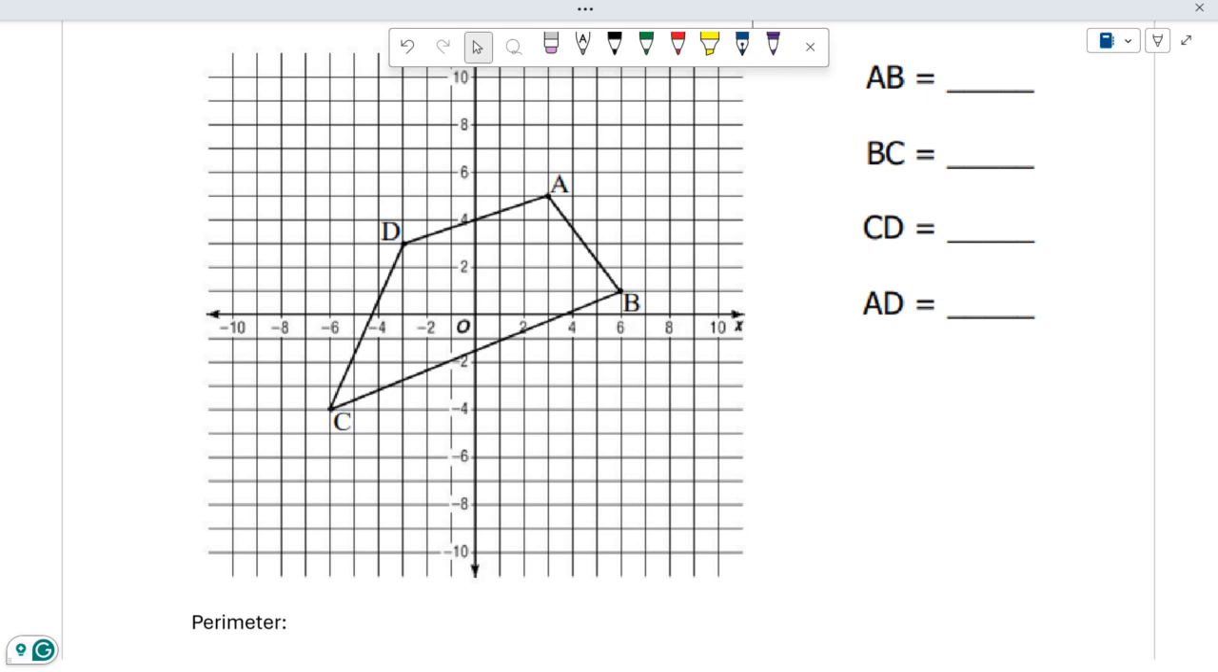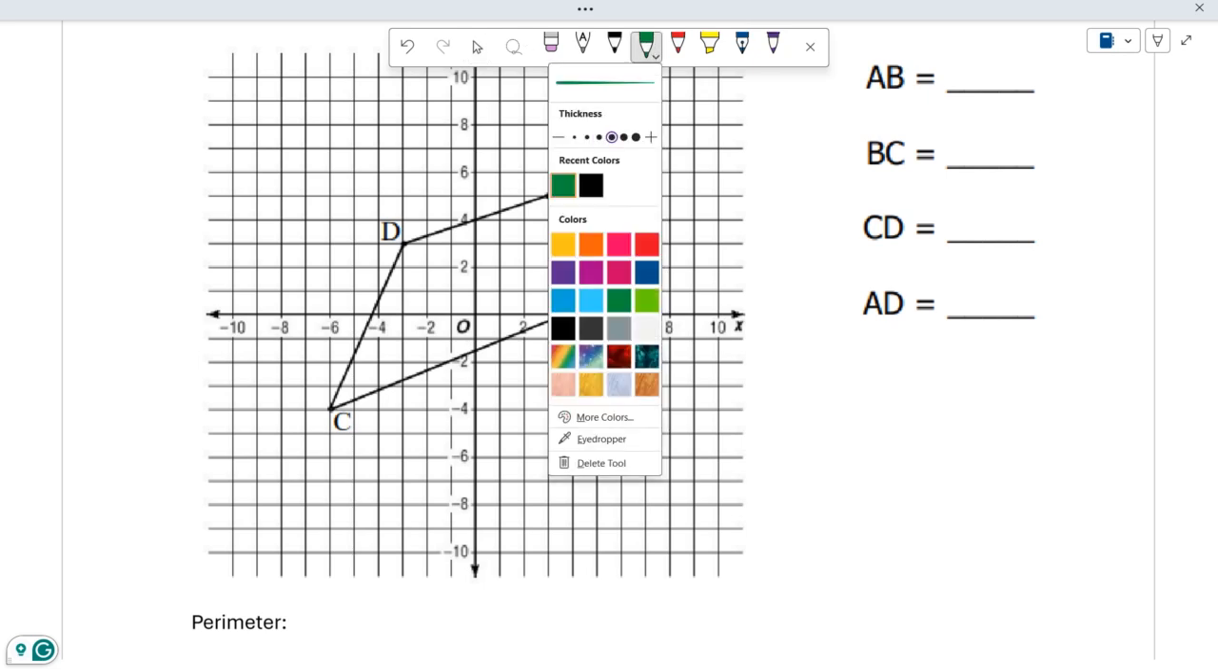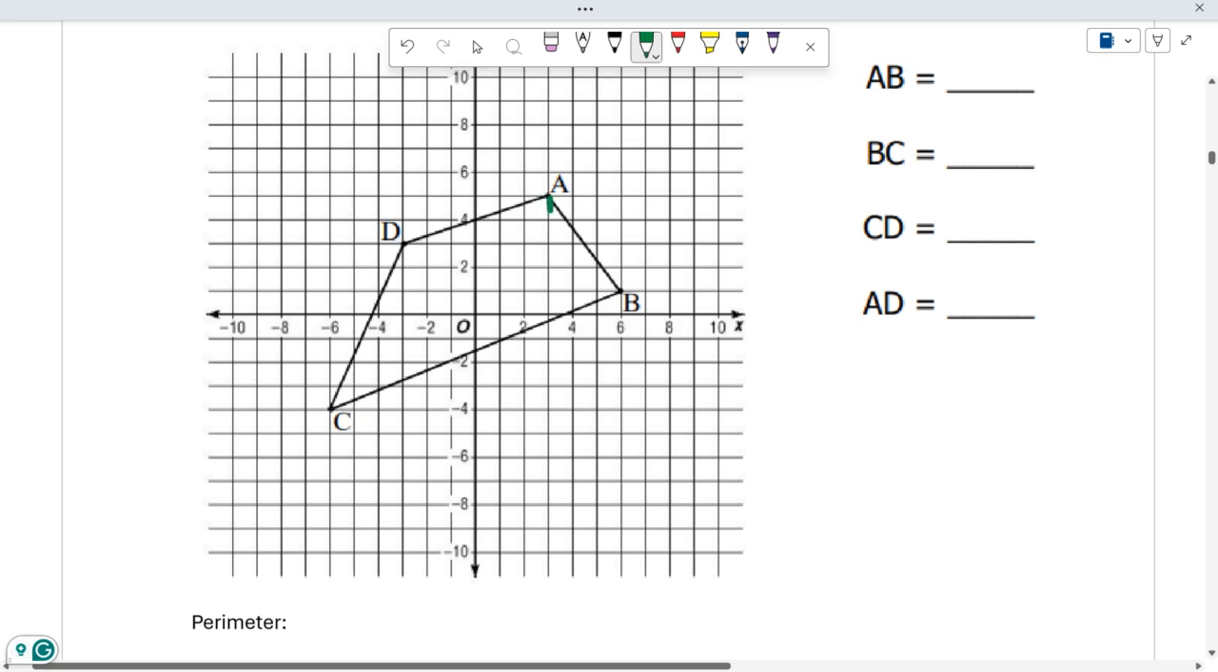We want the perimeter. The perimeter, as always, is just the sum of all of the sides. So all I really need to do here is find the length of AB, BC, CD, and AD, add them together, and we are good to go. So I'll start with AB. Notice that AB is the hypotenuse of that triangle that I just drew.